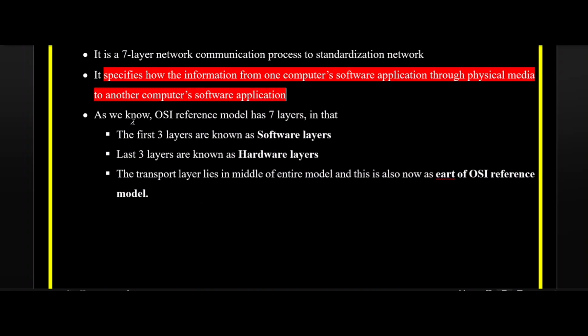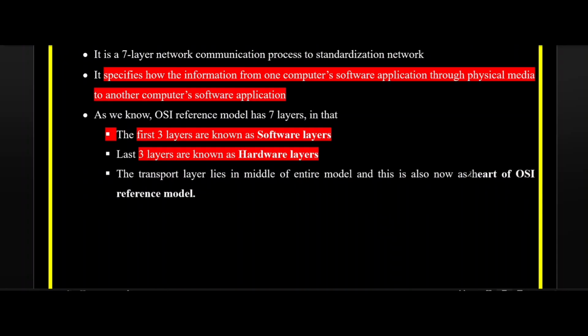As we know, the OSI reference model has 7 layers. In that, the first 3 layers are known as software layers, and the last 3 layers are known as hardware layers. Meanwhile, the layer in the very middle of the OSI reference model is known as the transport layer. It is also referred to as the heart of the OSI model.